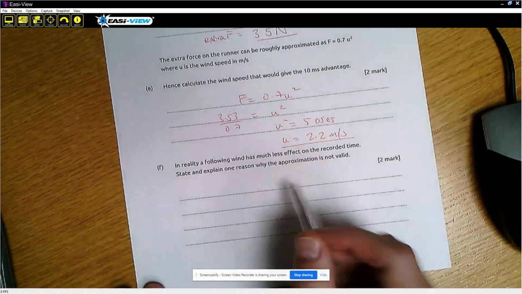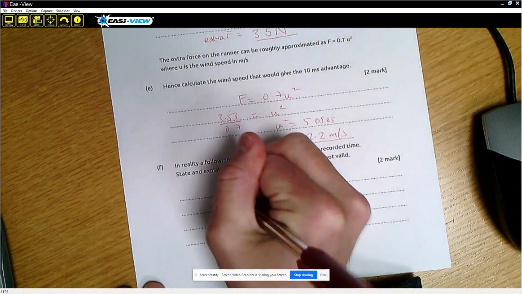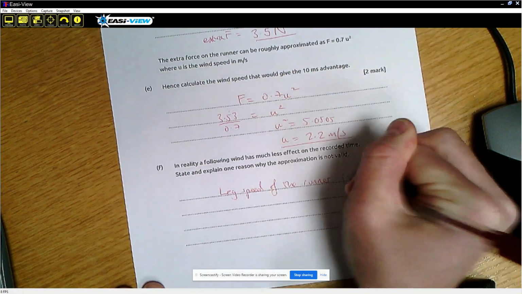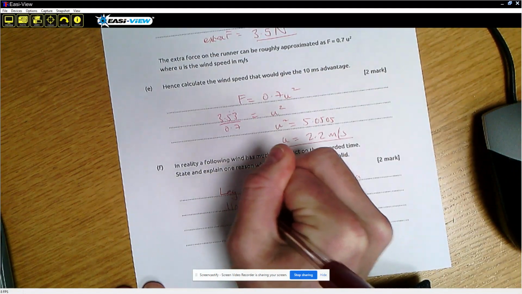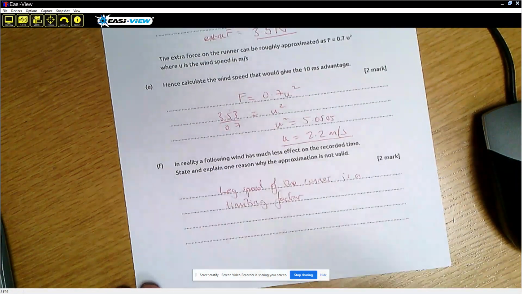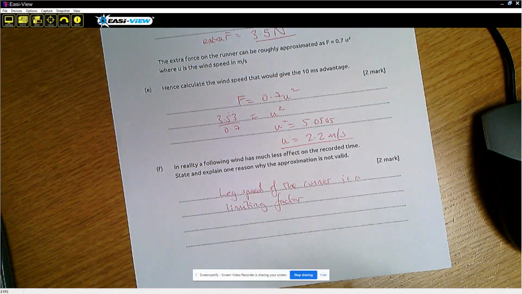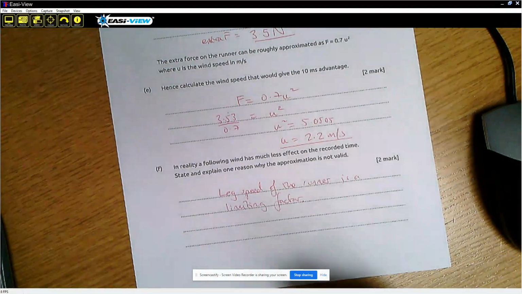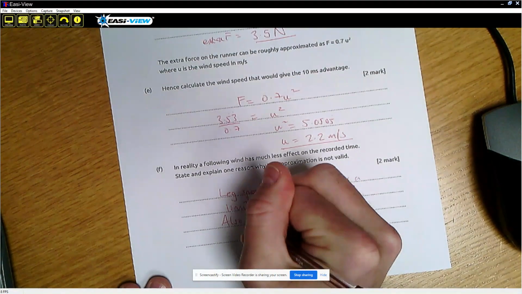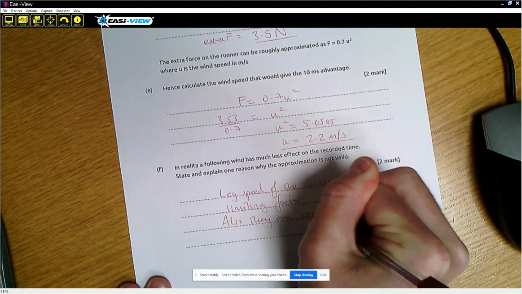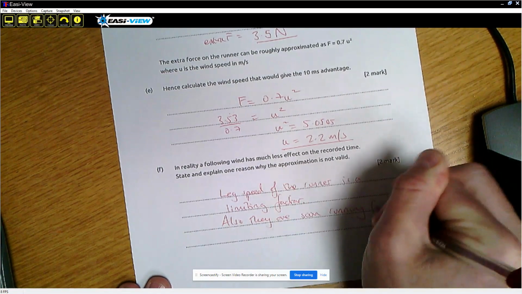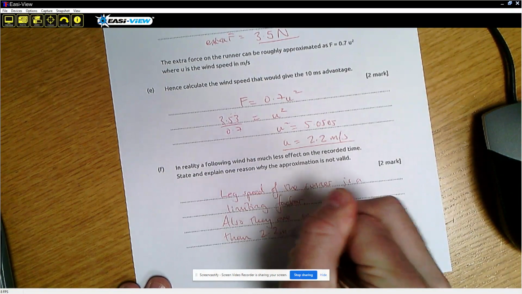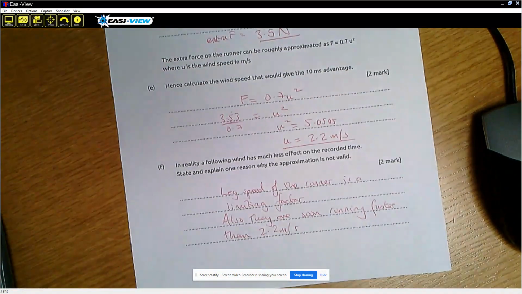I actually think it's probably more to do with the leg speed of the runner being a limiting factor. So it's not just about how hard they can push off the ground, it's also how fast they can turn over their legs, so what the cadence of their legs would be. And I'm going to put in also they are soon running faster than 2.2 meters per second as well. So a bit of a compromise on that one.